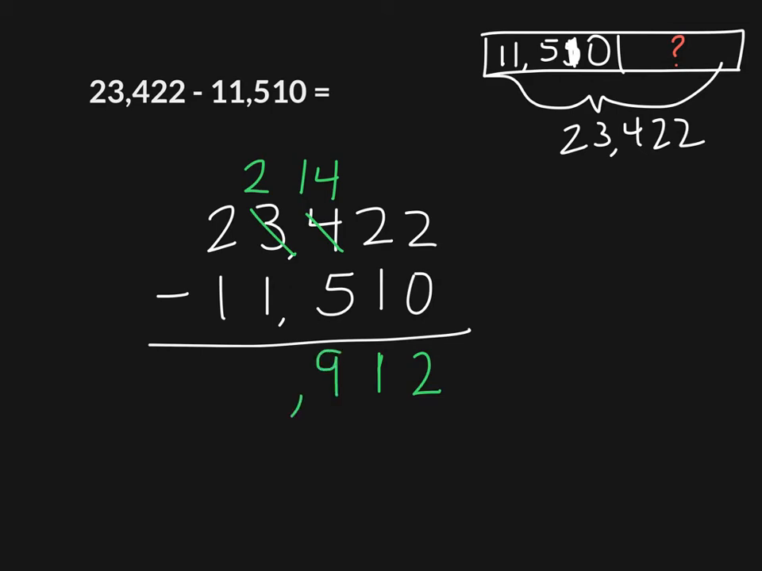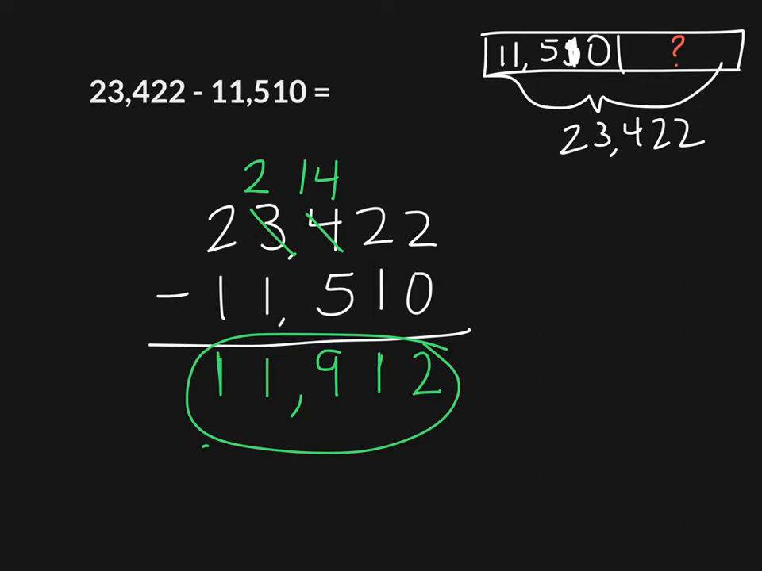Now I move to my thousands. 2 minus 1 is 1, and 2 minus 1 for my 10,000s is 1. So my final answer here is 11,912. Now, does that seem reasonable since my estimate was about 10,000? I think it seems pretty reasonable.